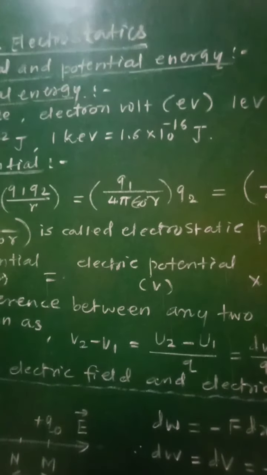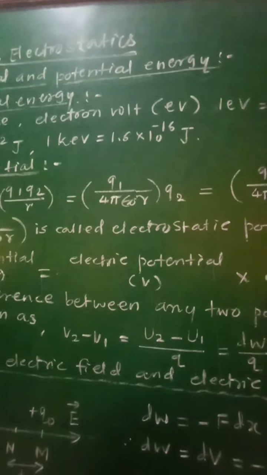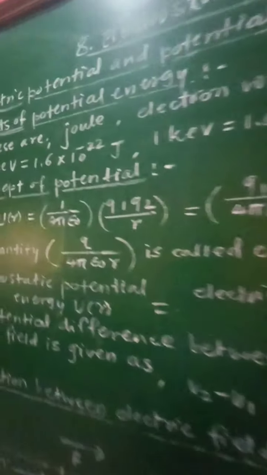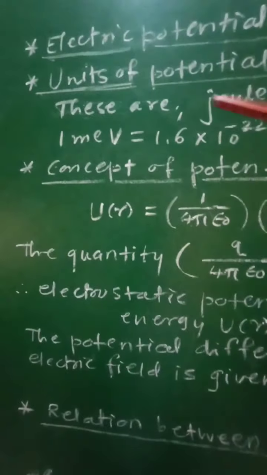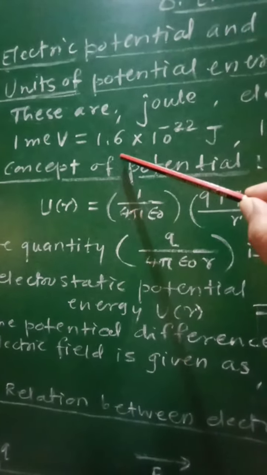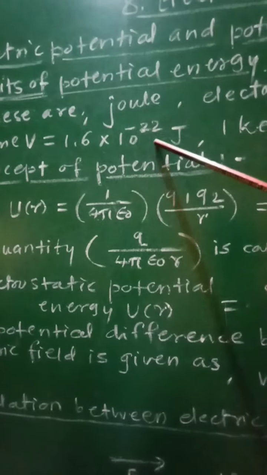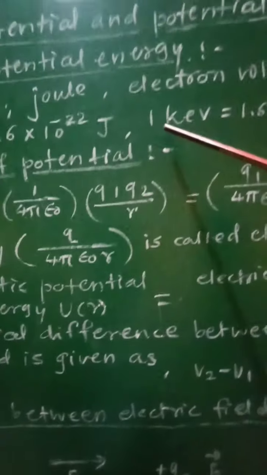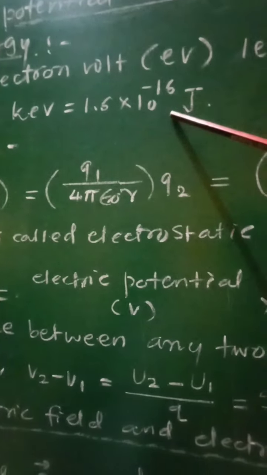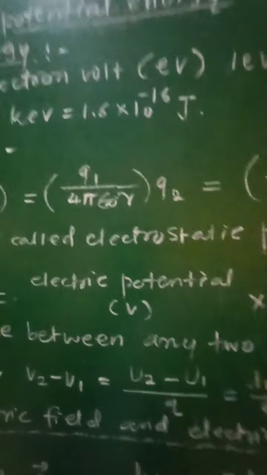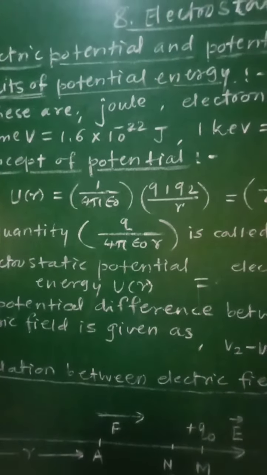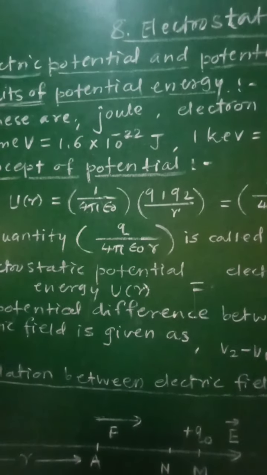Now some other units are also used for the measurement of this electrostatic potential energy. These units are 1 milli electron volt, which is equal to 1.6 into 10 raised to minus 22 joule. Similarly, 1 kilo electron volt is equal to 1.6 into 10 raised to minus 16 joule. So these are the different units used for the measurement of this potential energy.